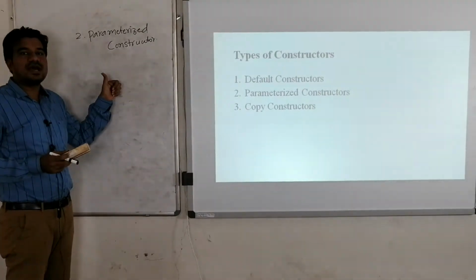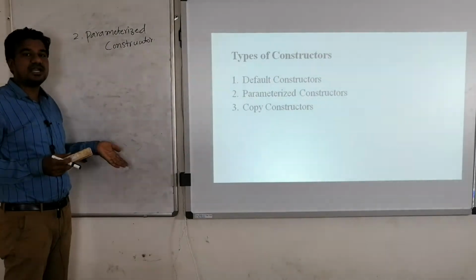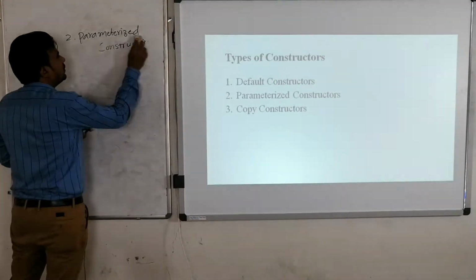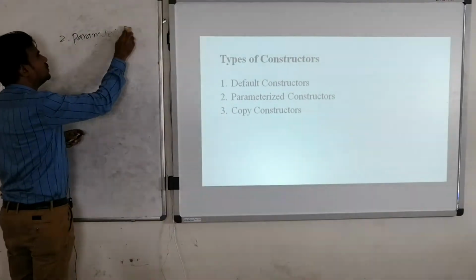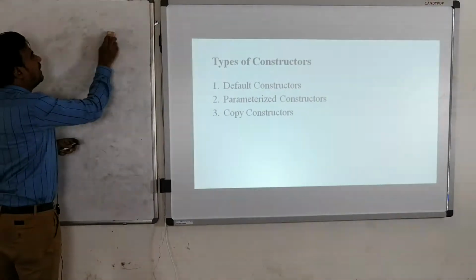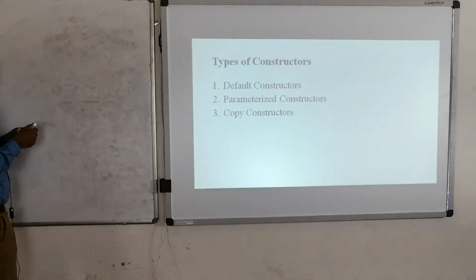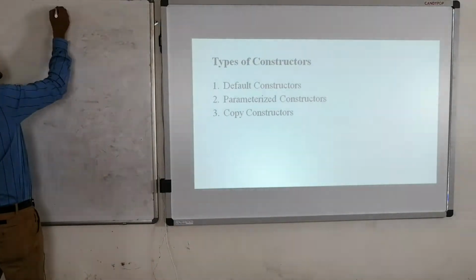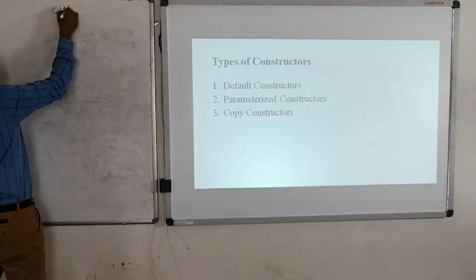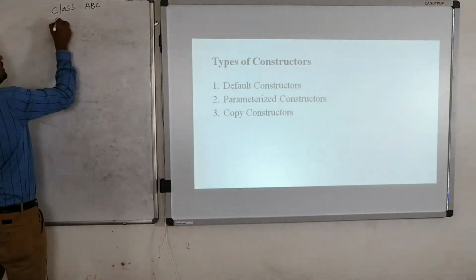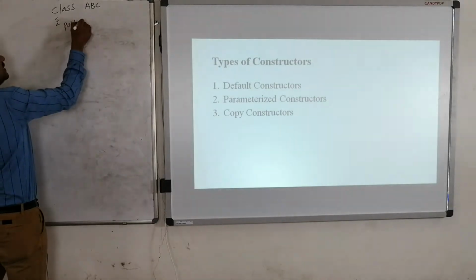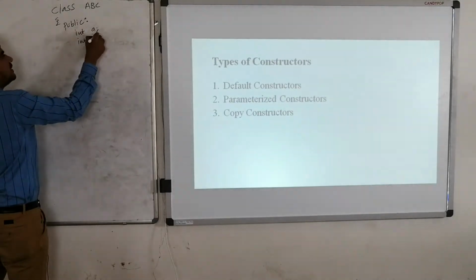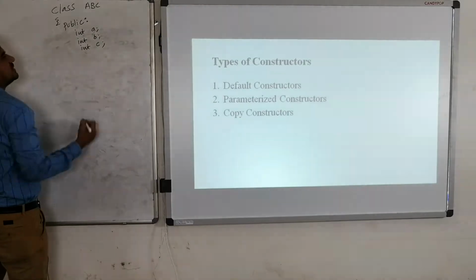Whenever we create a class, and with the help of that class we create an object, inside that object we are going to have data members. In order to initialize those data members, we use parameterized constructors. I will explain one simple example that will give you clarity on this constructor usage. Let us assume I have a class, the same ABC. In it I am declaring three variables: public, integer A, integer B, integer C.